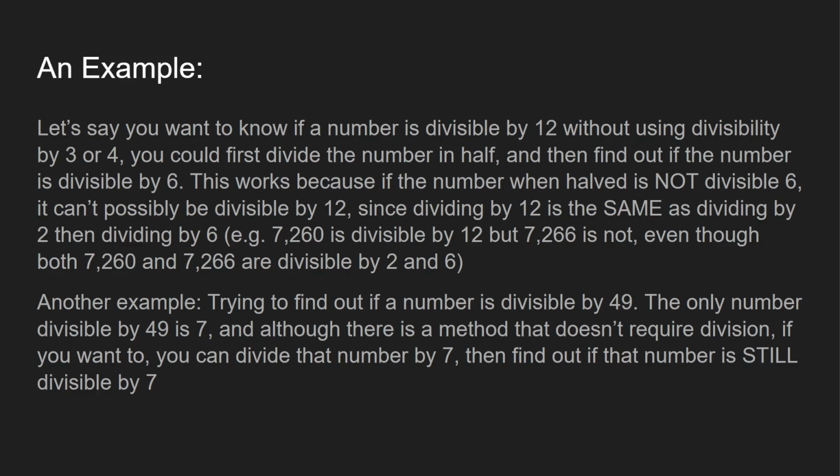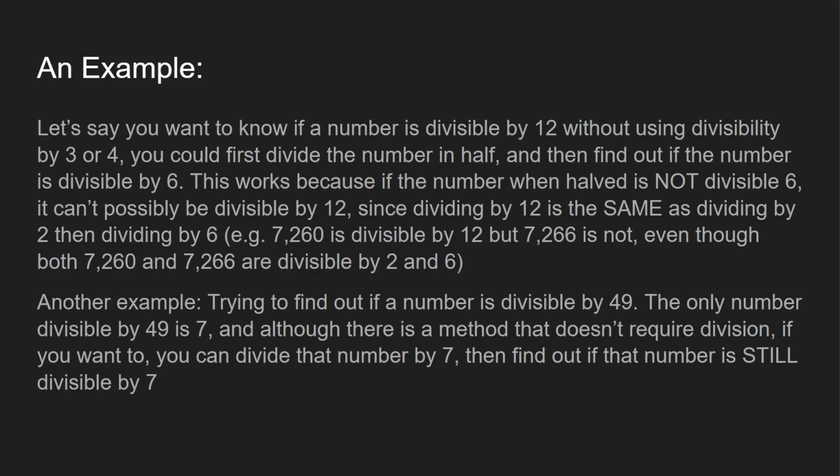So let's take an example, right? Let's say you want to know if a number is divisible by 12 and you don't want to use the method of 3 and 4, okay? Well, all you need to do is divide that number in half and then find out if that number is divisible by 6. This works because if the number when halved is not divisible by 6, then it can't possibly be divisible by 12, since dividing by 12 is the same as dividing by 2 and then dividing by 3. So, let's take, for example, 7,260. This is divisible by 12, but 7,266 is not divisible by 12.